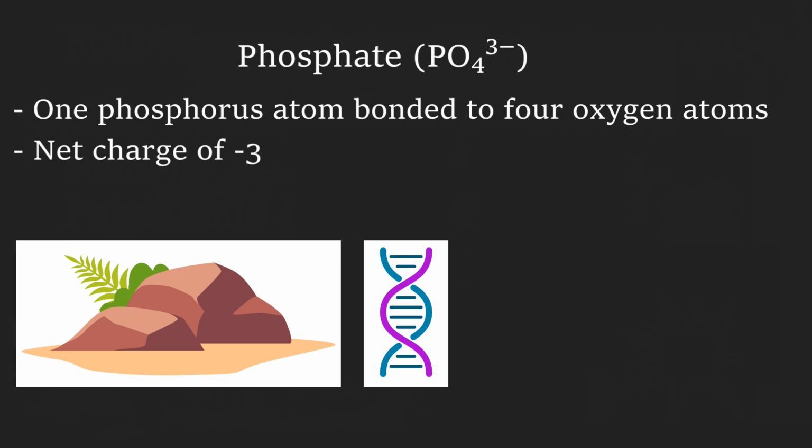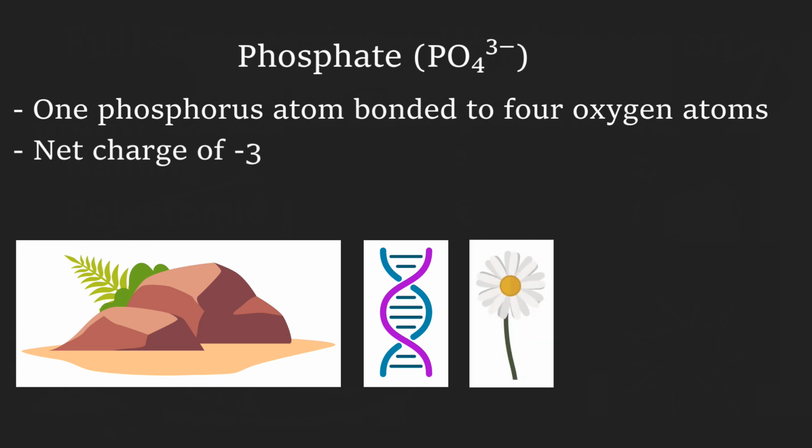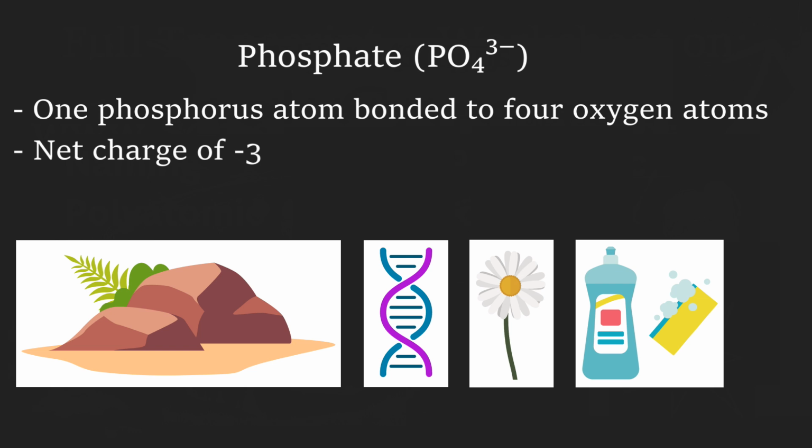Phosphate is commonly found in fertilizers because it is important for the root development and the flowering of plants. And finally, it is used in the food industry as a food additive and also in laundry and dishwashing detergents because it softens water and helps with cleaning.